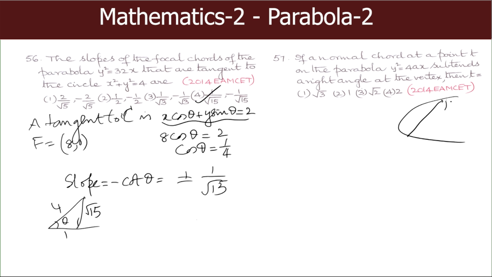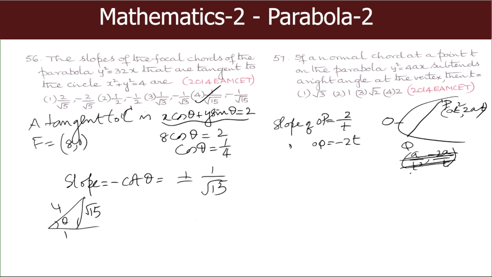This is a normal chord PQ. This is (AT square, 2AT). So, Q can be (AT1 square, 2AT1). It is not a focal chord, it is only a normal chord. So, normal at one of the extremities (AT1 square, 2AT1). So, therefore, this is 2 by T1. So, product of the slopes, T times T1, is equal to minus 4.